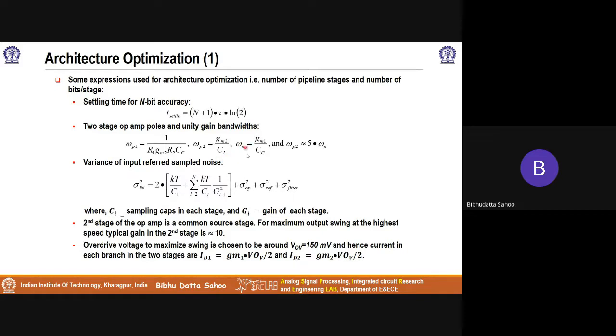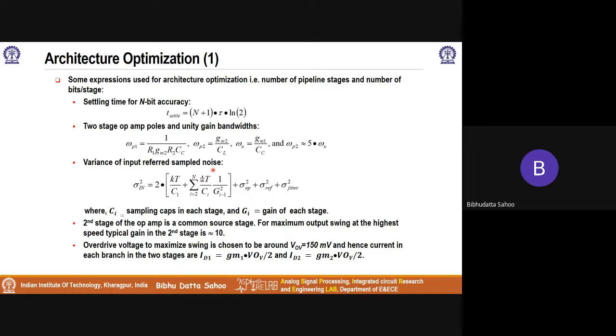Omega U is GM1 by CC because we have made sure that we have compensated properly, and omega P2 is equal to omega U. These are certain things we have done so that we get a decent phase margin greater than 50 degrees. When you have these constraints, you get a phase margin greater than 50 degrees.